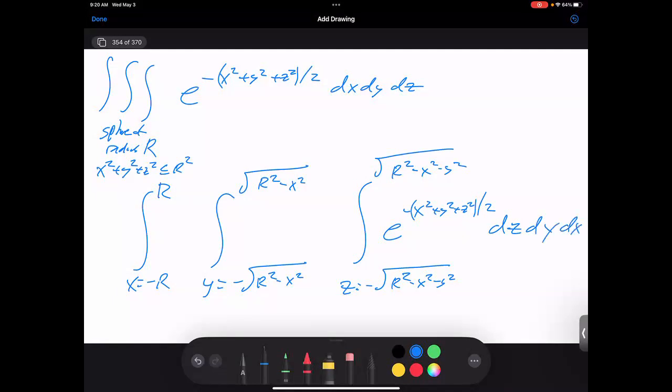And so what's particularly nice about this problem is it should look completely hopeless. We don't have a nice antiderivative for the exponential function, so we can't even write down the antiderivative. And we have bad bounds of integration.